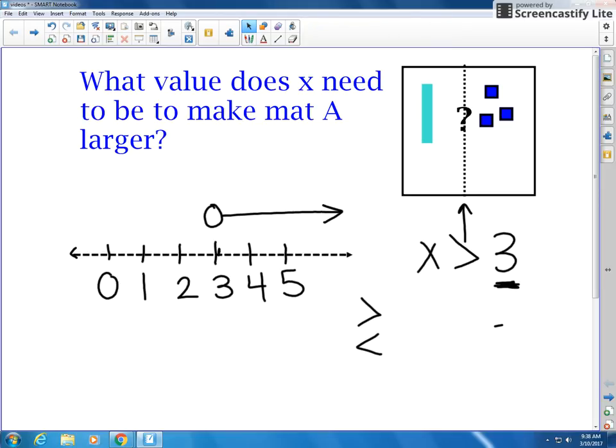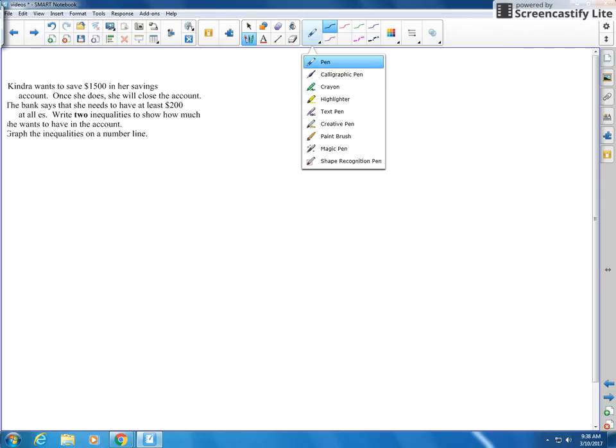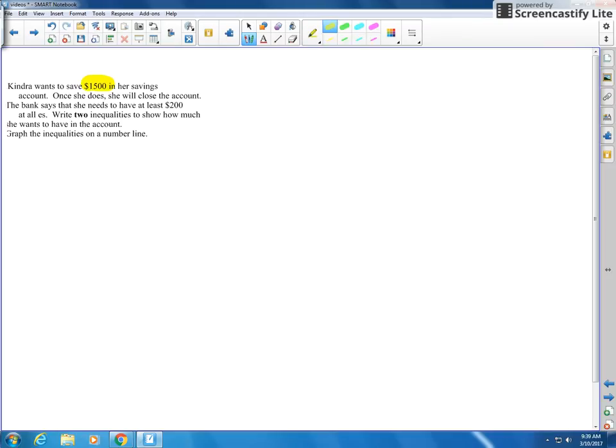Now, where we see this is in a problem, such as: Kendra wants to save $1,500, so I'm going to highlight that number because that's going to be important. She wants to save $1,500 in her savings account. Once she does, she will close the account. That's important. She's going to close the account then. That means she's never going to have $1,500. Once she gets that amount of money, she's going to close the account and take the money out for whatever she's saving for. The bank says she needs to have at least $200 at all times. Write 2 inequalities to show how much she wants to have in her account.